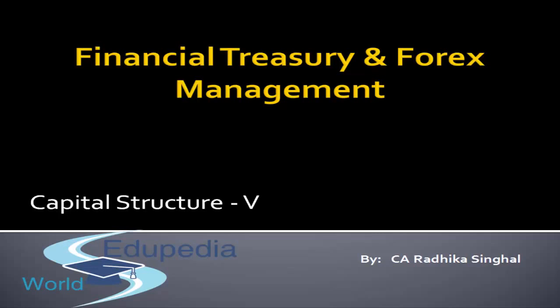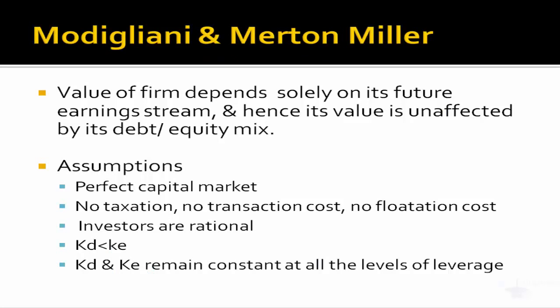The Modigliani and Miller approach is also, you can say, a different variant of the net operating income approach, because as per M and M also, the theory says that the value of the firm is not affected by its debt and equity mix. It solely depends upon its future earnings, that is, the value of a firm depends upon its EBIT. To explain this, M and M has its own assumptions. It's the same as we started with in our cost of capital: there is a perfect capital market structure. So in a perfect capital market, there is no taxation, there is no transaction cost, there is no flotation cost, and the investors are rational. So they can decide which investment is more beneficial for them.